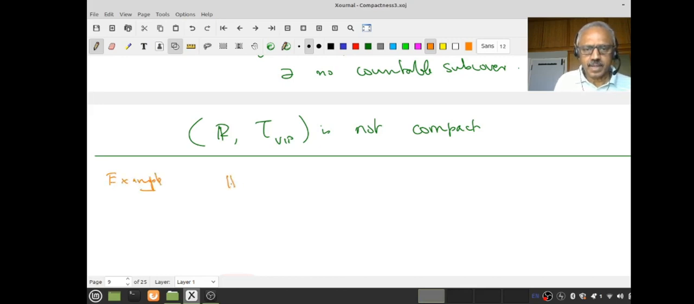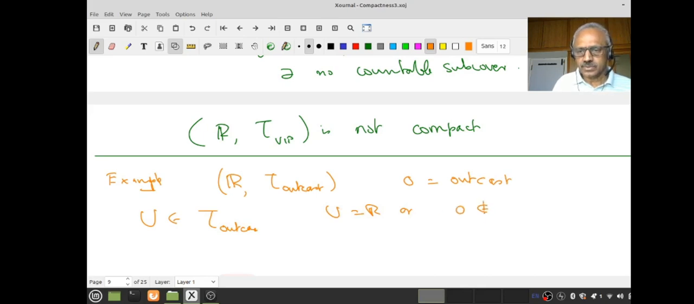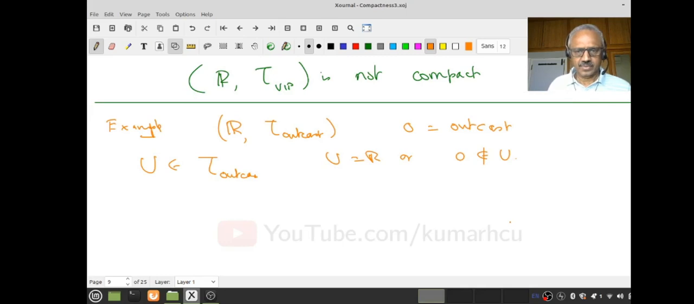R with the Outcast topology, where 0 is the outcast. So when does U belong to tau outcast? Either U is all of R or 0 is not in U. That's it. You understand?